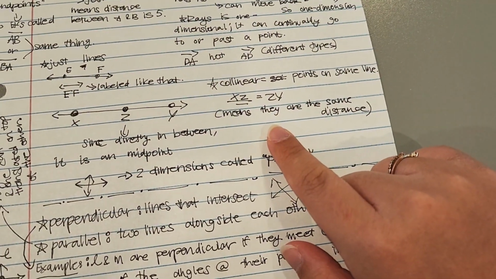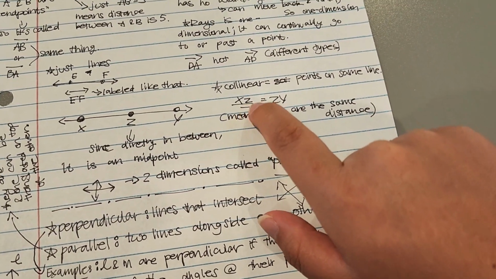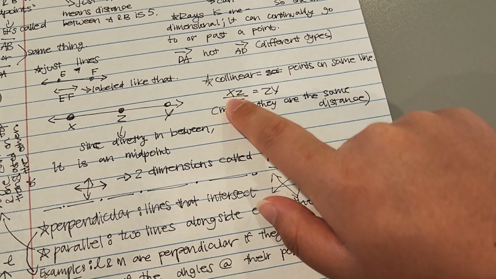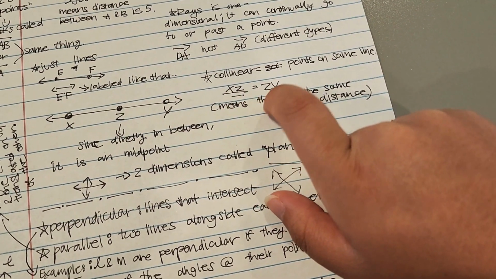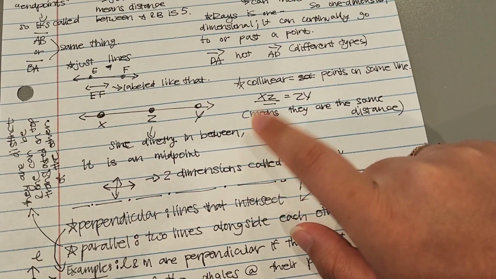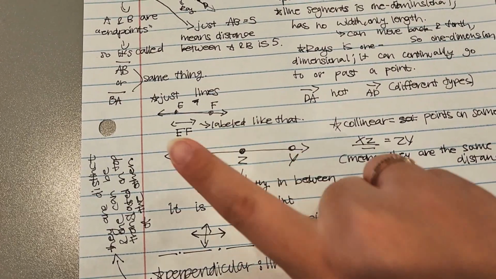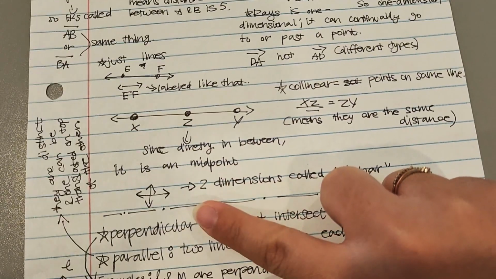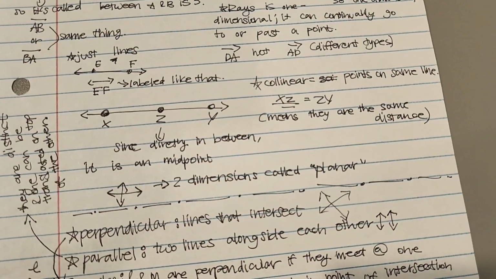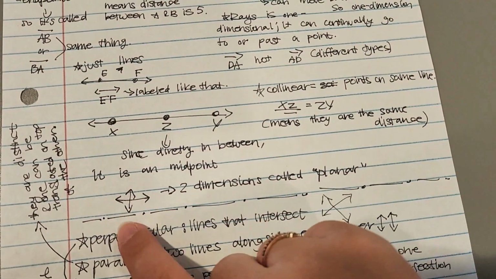Collinear are points that are on the same line. These 2 tick marks mean XZ equals ZY, which means that they are the same distance. These 2 are endpoints, but Z, since it's directly in the middle, is not an endpoint. And 2 dimensions are called planar, like this.